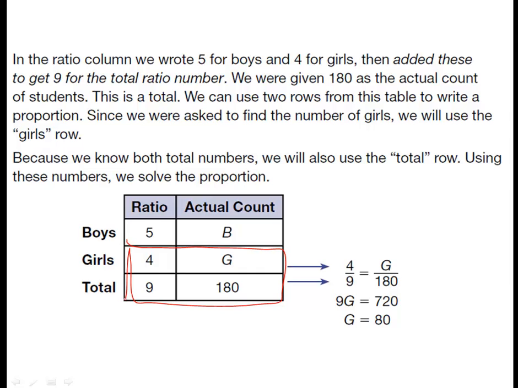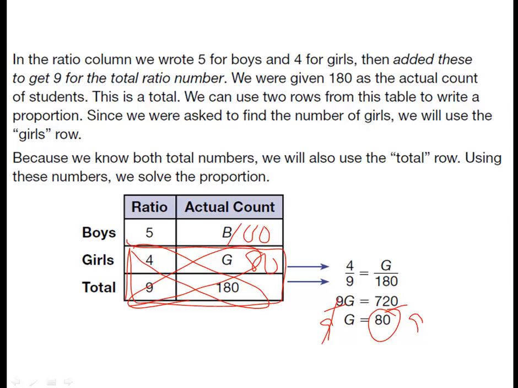Now you do your cross multiplying. 4 times 180 is 720, and then you divide by 9. Divide this by 9, that leaves us G. Divide 720 by 9, it leaves us 80. So we know that our girls are 80. Knowing that, how many boys were there? That's right, there were 100 boys. And that would finish up our box if they wanted to know both.